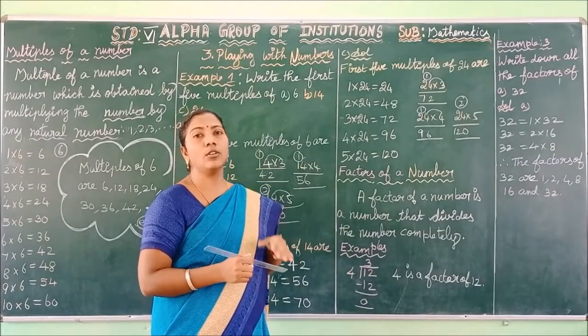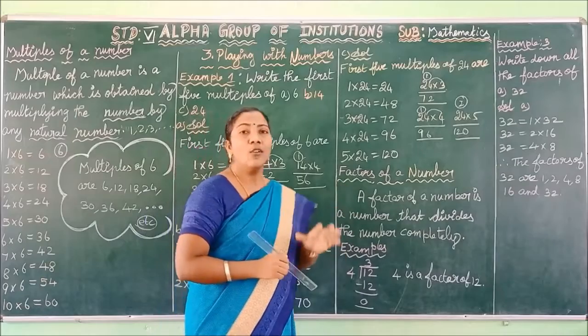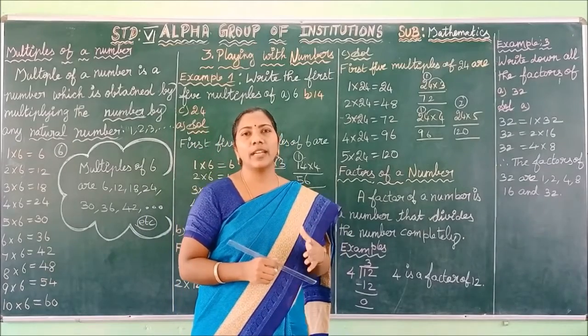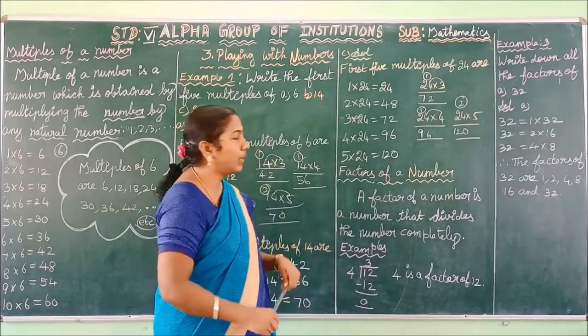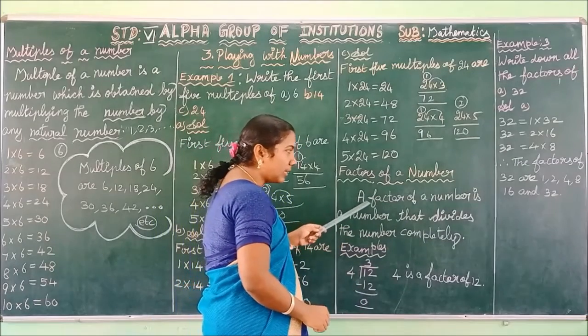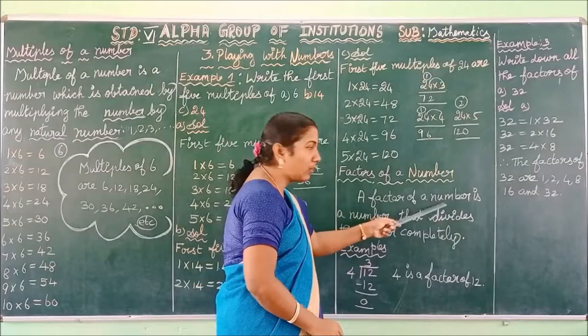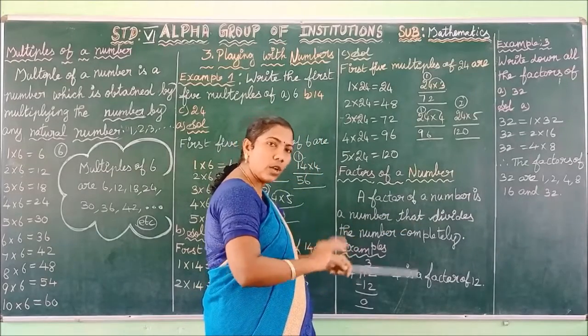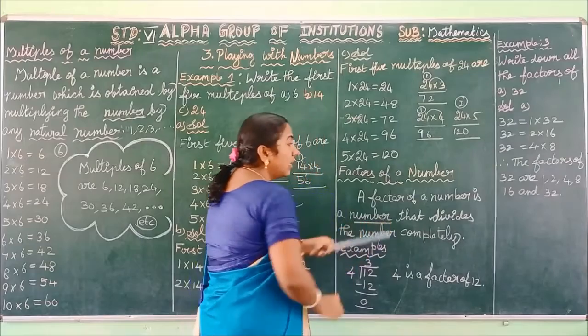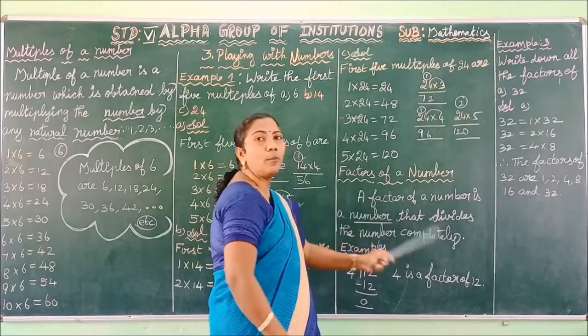Next we are going to see a new concept, that is factors. What are called factors? Factors of a number. We can define the factors of a number. Read the definition. A factor of a number is a number that divides the number completely.